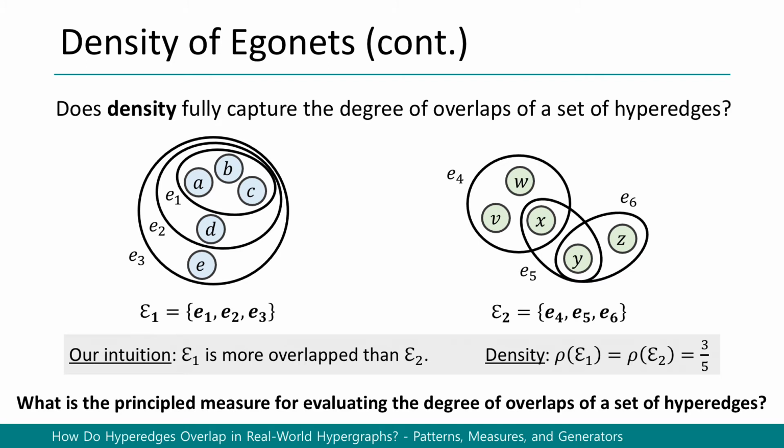However, does density fully capture the degree of overlaps of a set of hyperedges? Consider the following two sets of hyperedges. Intuitively, the left one is overlapped more substantially than the right one. But the densities of both sets are the same since they have the same number of nodes and the same number of hyperedges. Then, what is a principled measure for evaluating the degree of overlaps of a set of hyperedges?